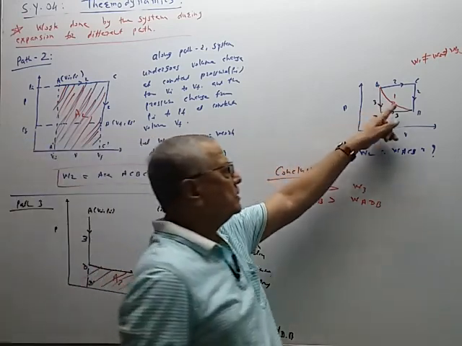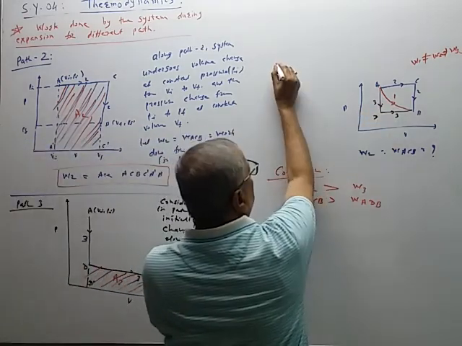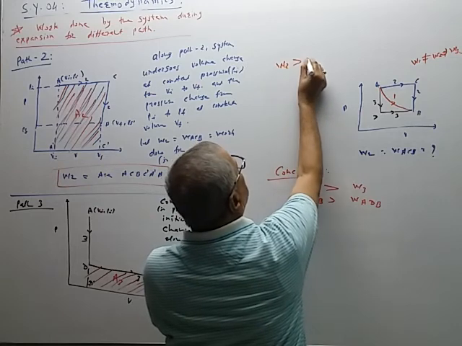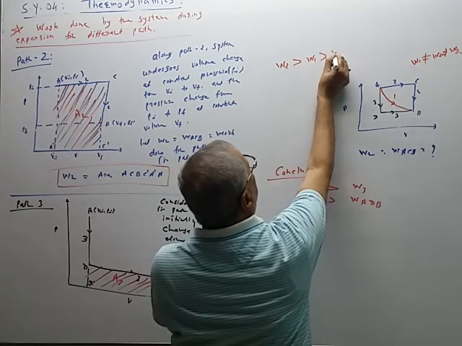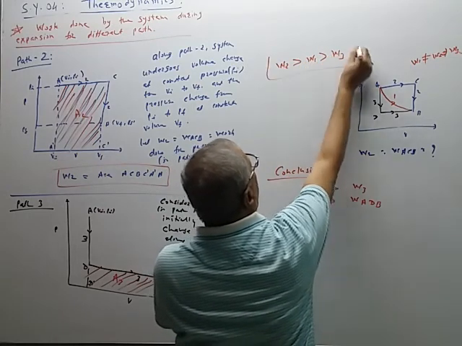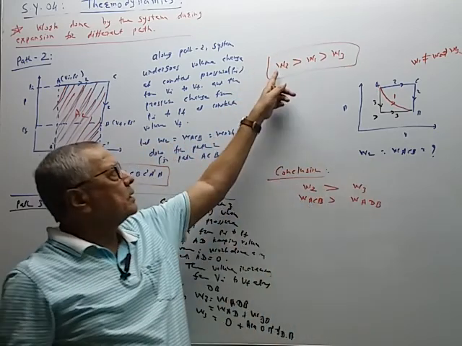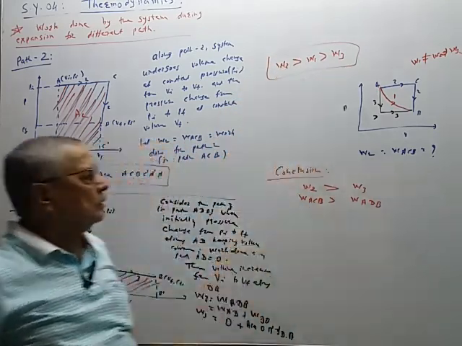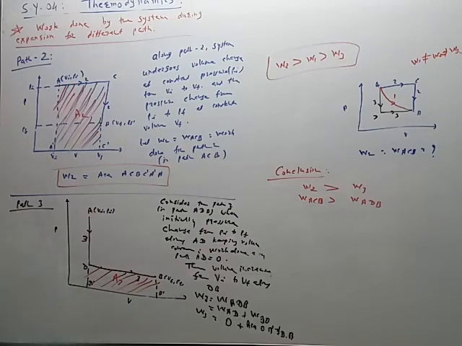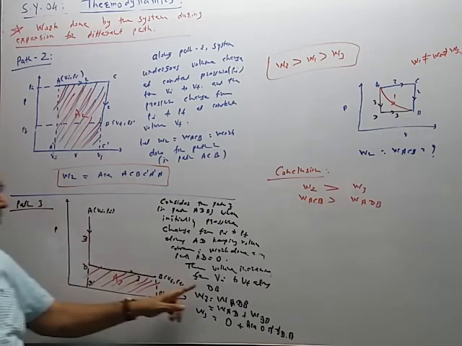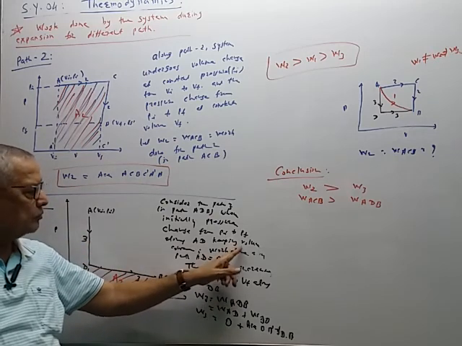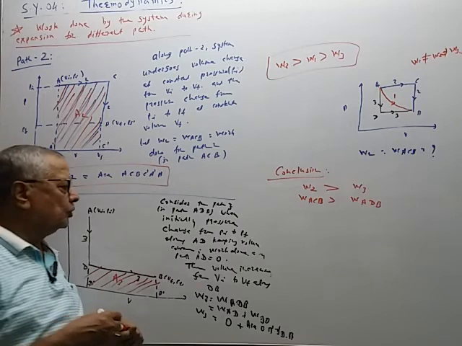Actually, if we see this diagram, then what about the work done? This W2 is higher than W1, then W3. This is the result, the verified part. Work done is calculated by counting the area under the curve, and therefore this is the area bound. So for this portion AD, there is no change in volume. Volume remains constant, therefore no work is done.